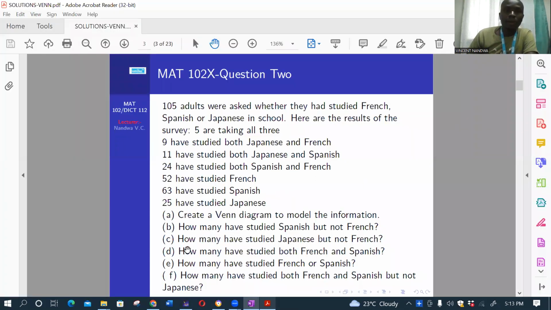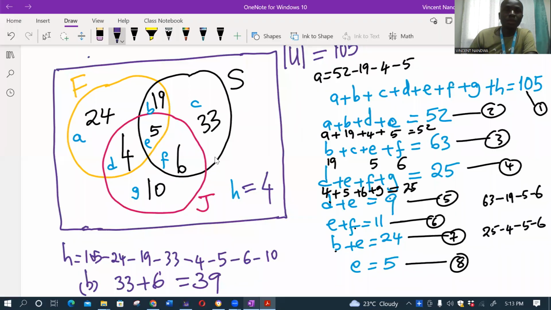Then C, how many have studied Japanese but not French? So this means we are in set J and avoid picking those values which can be counted to be in F. So J, as per this diagram, is this pink circle. So everything that is in pink that cannot be counted to be in F is this part G and part F. So C will be 10 plus 6, which will be 16.